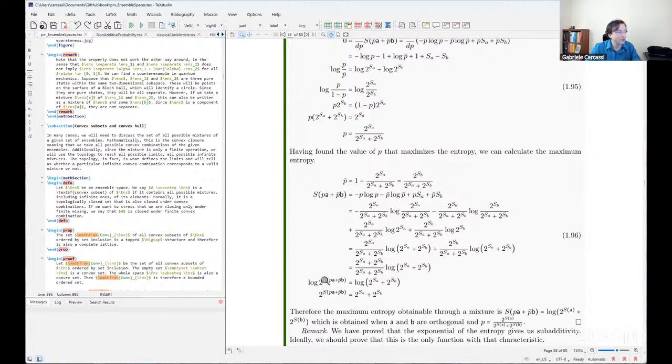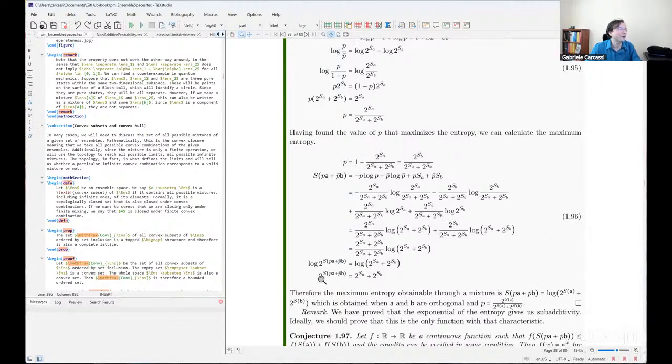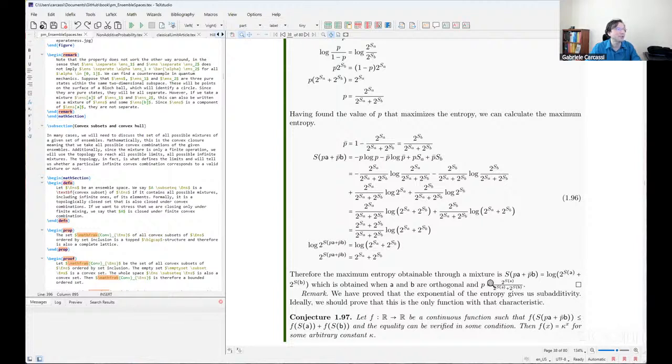And we do the same trick that we did before. The entropy is equal to the logarithm of the exponential of the entropy. And now we have two logarithms and the identity between two logarithms. The logarithm simplifies, and now we have just the identity between the exponentials. Fine. Okay, so therefore the maximum entropy obtainable through a mixture is the logarithm of the sum of the exponentials, which is obtained when A and B are orthogonal, and p is equal to this expression.